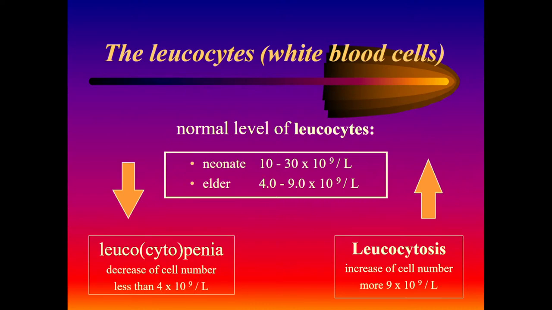The level of leukocytes in the neonate and the elderly is on these slides. Please note a decrease of cell number to less than 4 times 10 to the 9th per liter is named leukocytopenia. An increase of cell number to more than 9 times 10 to the 9th per liter is named leukocytosis.